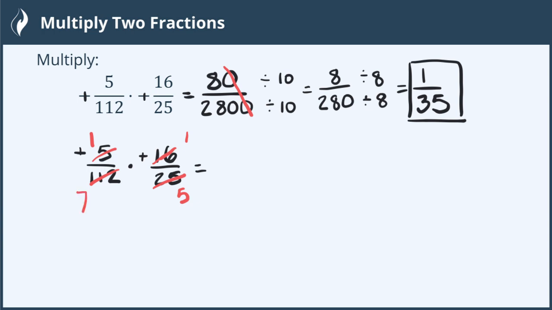So I am left with on the top a 1 times a 1, which is 1. And then on the bottom I have 7 times 5, which is 35. And that is our answer. And either way you want to do it works great. So whichever is your preference.